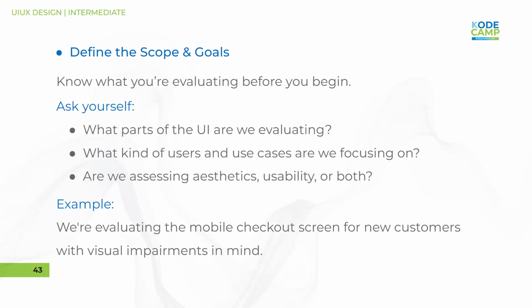An example could be we are evaluating a mobile checkout screen for new customers with visual impairment in mind. So what do you do in this case? That means you have to look at your color. How is your color? Is it visible enough for visually impaired users to actually use it?